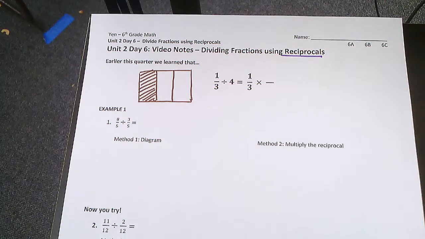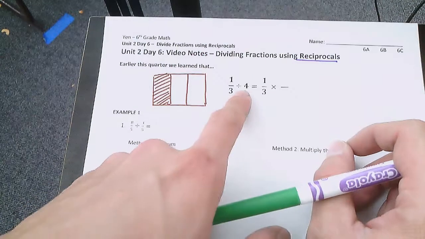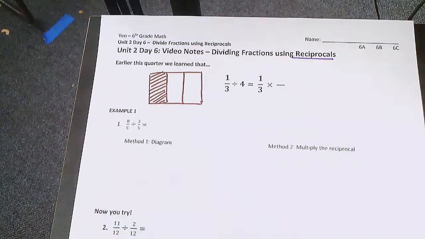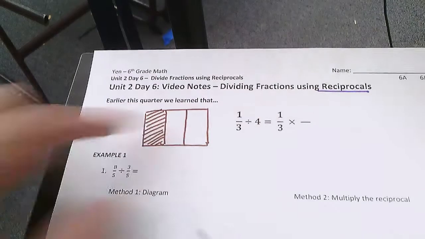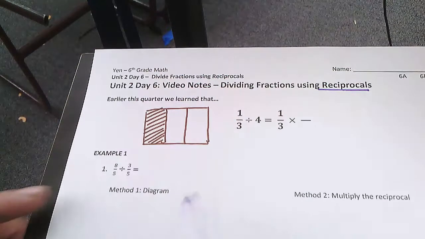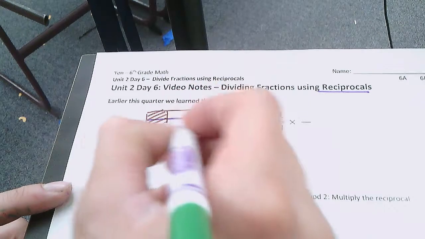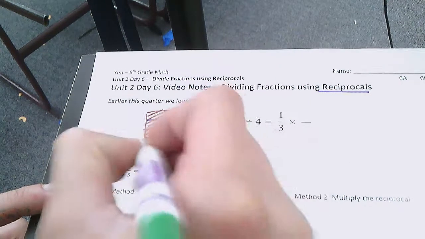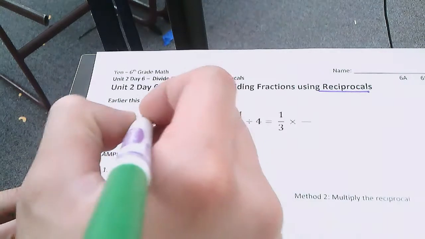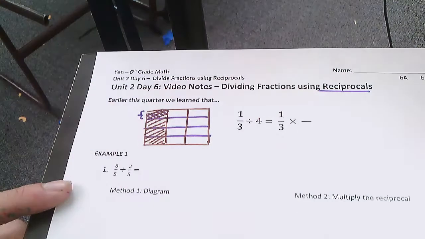First, let's think about something that we learned earlier in this quarter. We solved a problem like this, 1/3 divided by 4, and the way that we solved it was, we had 1/3. You don't have to draw this on your paper right here. I'm just going to show you. And we split it into fourths because we were dividing by fourths. So we went like this. We split it into fourths like that. And we're like, okay, well, if you just took one section like this, what would that be?